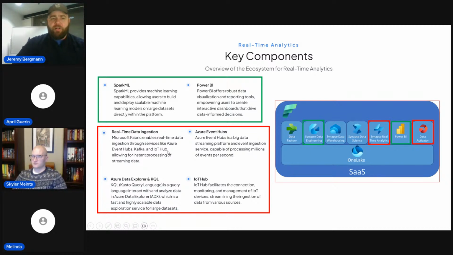So it has a specific technology to be able to take in and process IoT data. It has event hubs for streaming, processing millions of events per second. And it has Azure Data Explorer and KQL. So this is the proprietary database and query language that I talked about that Azure has. They use KQL, the query language, to interact and analyze data within Azure Data Explorer.